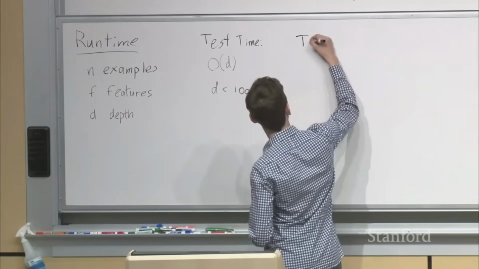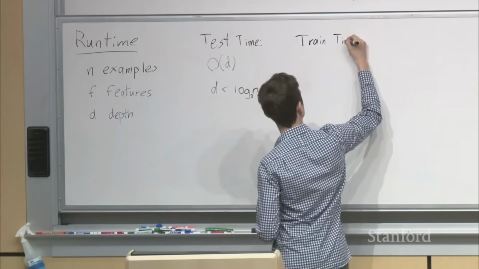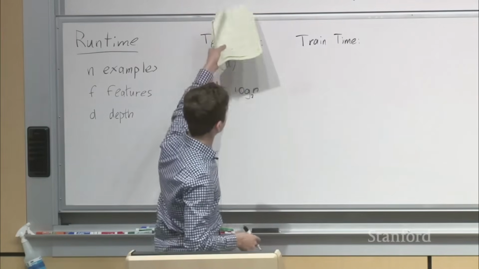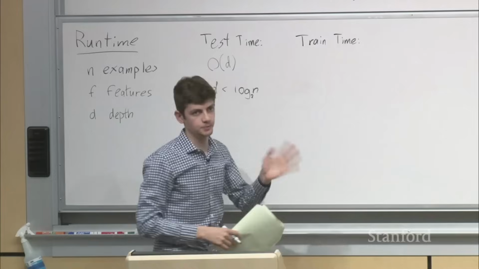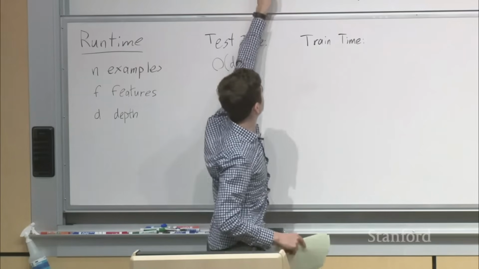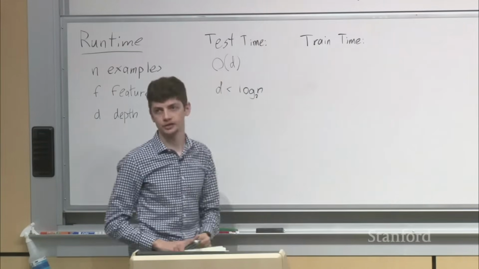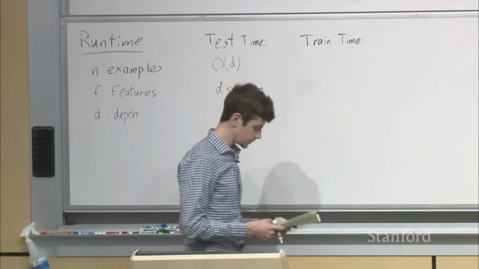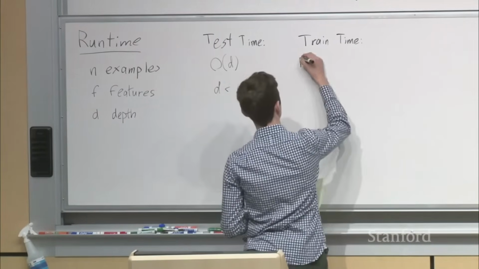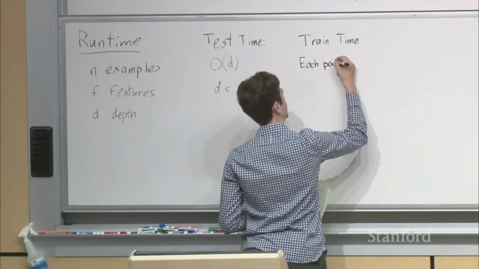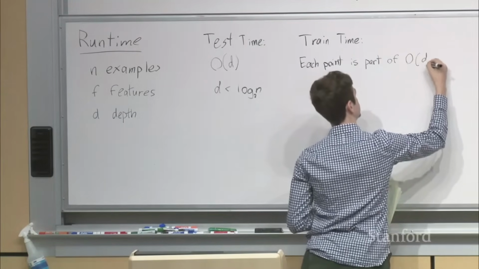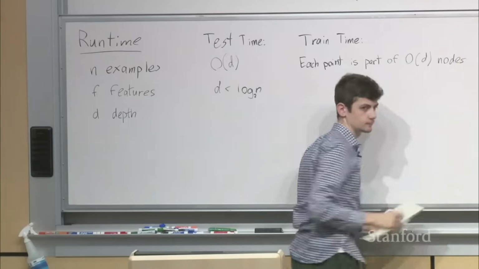At train time, if you return to this example, you'll see that each point, once you've done a split, only belongs to the left or right of that split afterwards. This point right here, once you've split here, will only ever be part of this region. It will never be considered on the other side of that split. So if your tree is of depth d, each point is part of O of d nodes.